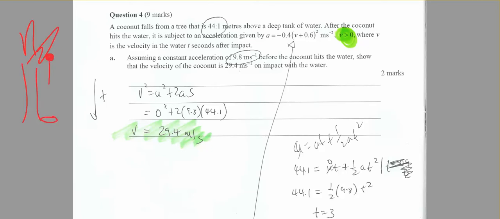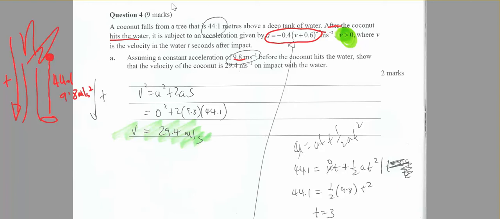The coconut falls 44.1 and it's going to have constant acceleration of 9.8 meters per second squared. And since that's positive, we're considering going down as being the positive direction. After the coconut hits the water, it is subject to an acceleration given by this. This is after it hits the water.